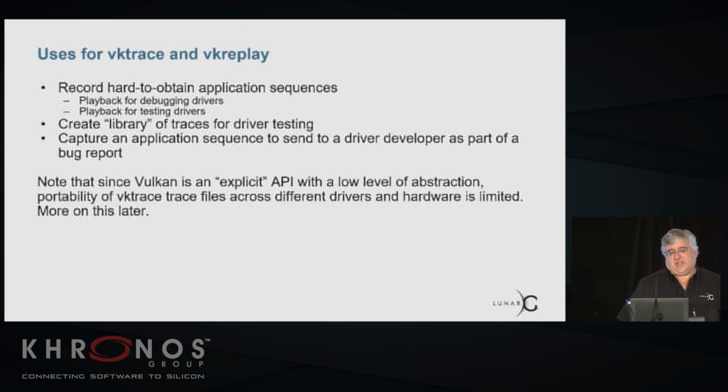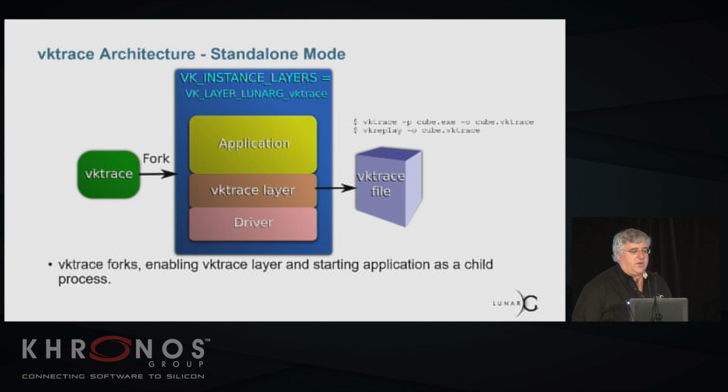Vulkan is not easy to trace compared to like OpenGL, because in OpenGL, everything goes through the API. With Vulkan, because it's an explicit API, low level of abstraction, close to the hardware, the portability of vkTrace files can differ across drivers and different types of hardware. We'll talk more about that later.